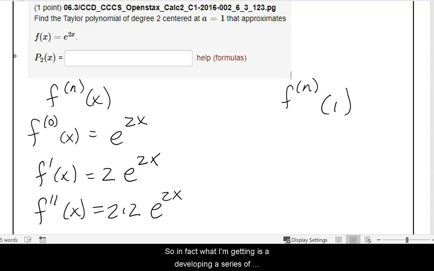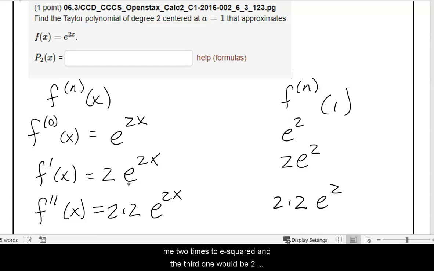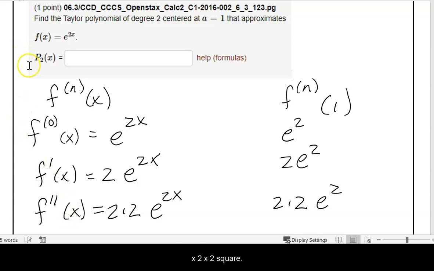So in fact, what I'm getting is a developing series of 2's at the beginning, and the number of 2's I have matches the derivative number that I took. Since this is the second derivative, I have 2 2's. First derivative, I have 1 2. Zeroth derivative, I don't have any 2's. Third derivative, I'd have 3 2's. And then when I plug in the center into each of these, e to the 2 times 1 is just e squared. And this would give me 2e squared. And this would give me 2 times 2e squared. And the third one would be 2 times 2 times 2e squared.